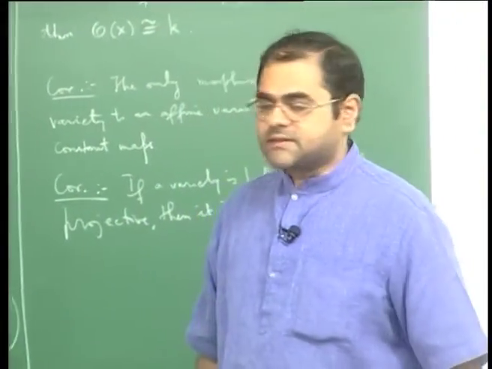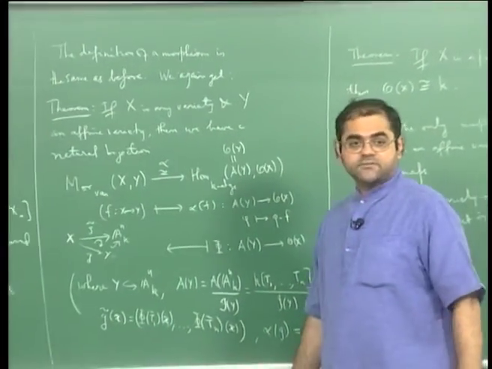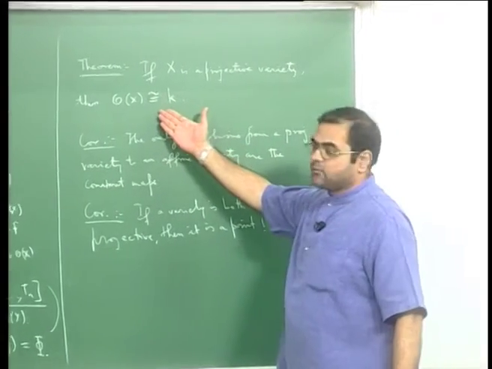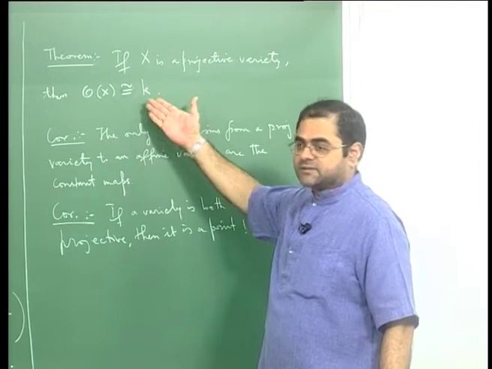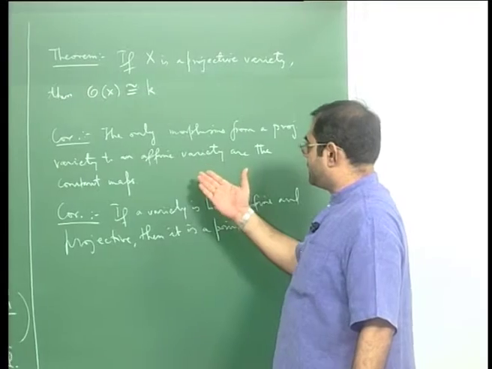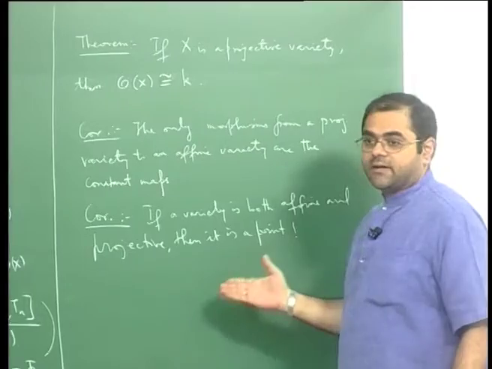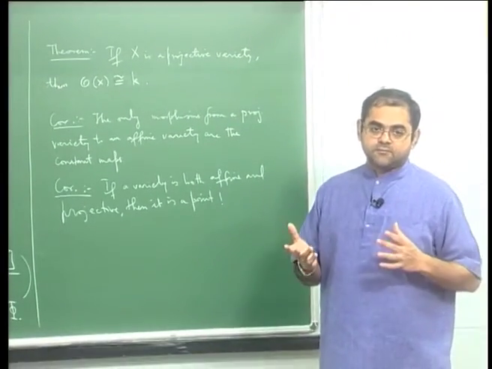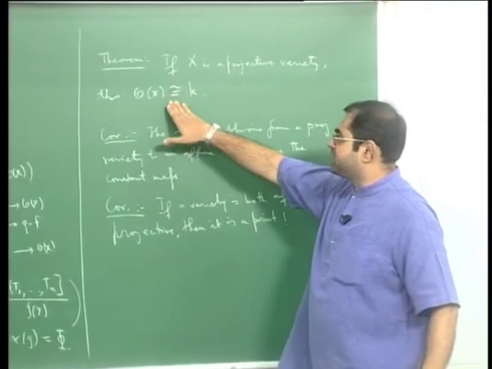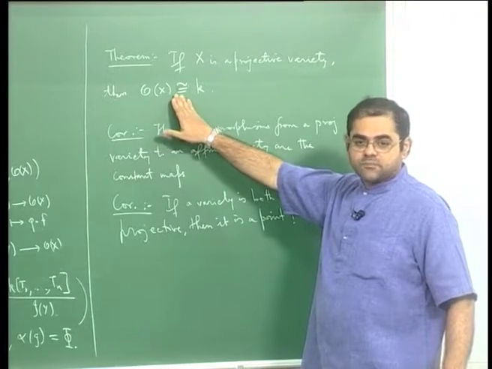This is a continuation of the previous lecture where we were discussing projective and quasi-projective varieties. So the last thing that we saw was that if you have a projective variety, then there are no non-constant global regular functions, and as corollaries we saw that the only morphisms from a projective variety to an affine variety are the constant maps, and putting the condition of projectiveness and affineness on a variety reduces it to a point. These are all just reflections of the fact that there are no non-constant global regular functions on a projective variety.